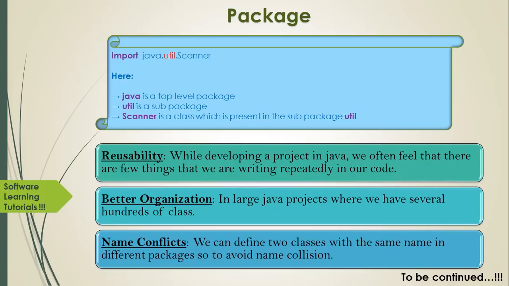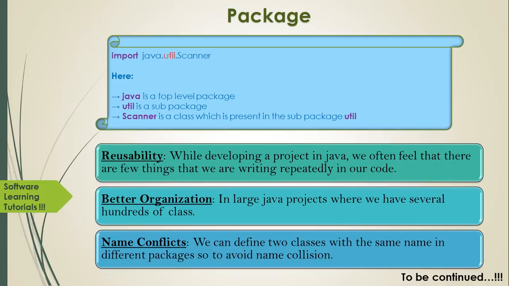The next thing is better organization. In a large Java project where we have a number of classes, to organize those classes in a meaningful way, you can use packages. You have package 1 which has around 10 or 20 classes, and package 2 which has 10 to 15 classes. This is how you can organize your classes with respect to the project definition.